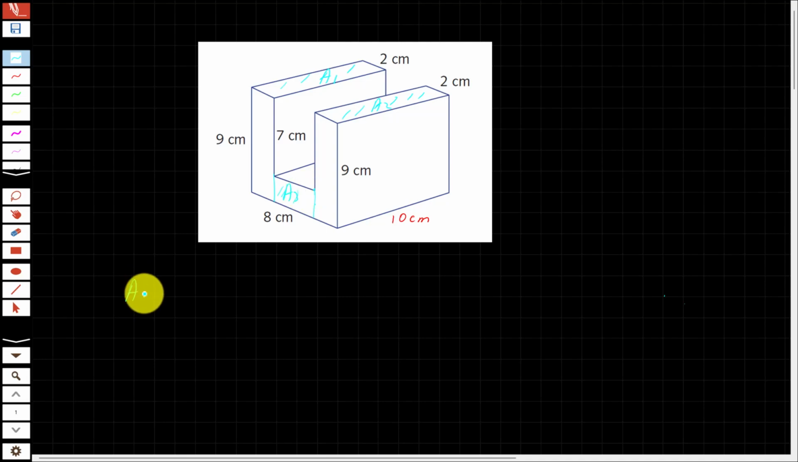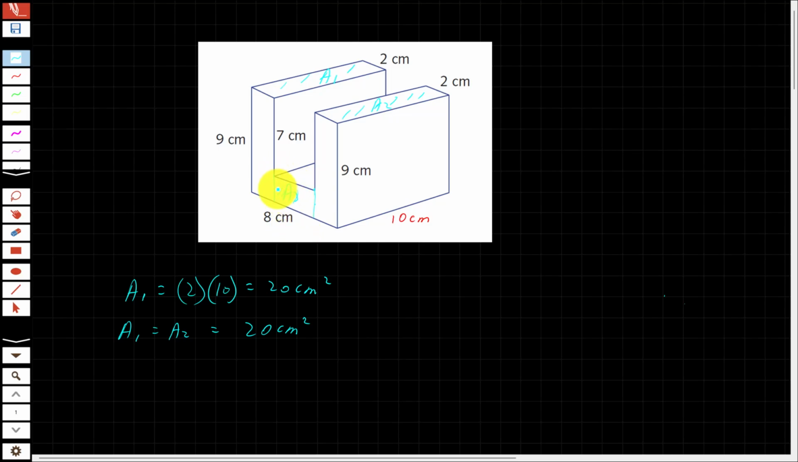So A1 equals 2 centimeters multiplied by the distance from there to there, which is 10, which is equal to 20 centimeters squared. That's the area of that top section there. We know that A1 equals A2, this second one, exactly the same measurements, which equals 20 centimeters squared.